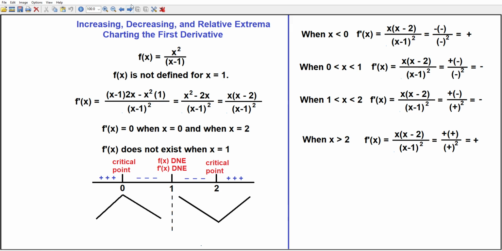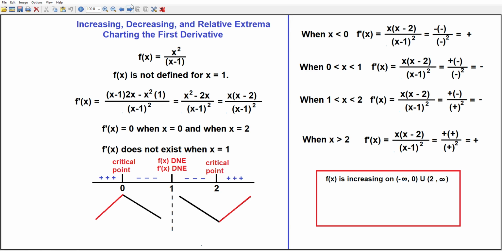The next thing to do is try and figure out from here where the function is increasing and decreasing. f of x is increasing where the lines go up, and you can see that's between minus infinity and 0, and between 2 and infinity, which is where f of x is increasing. We look to see where the lines go down. That's between 0 and 1, and 1 and 2. So f of x is decreasing on 0, 1, union 1, 2.